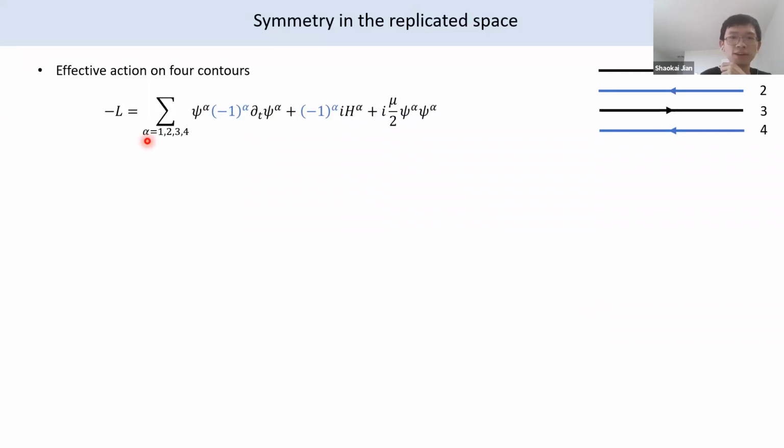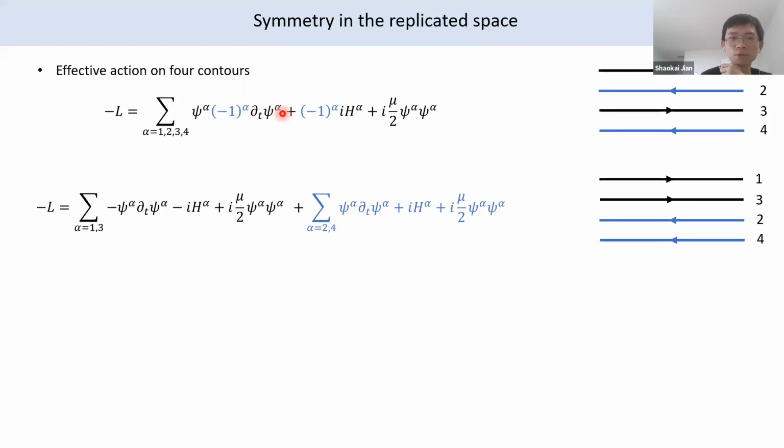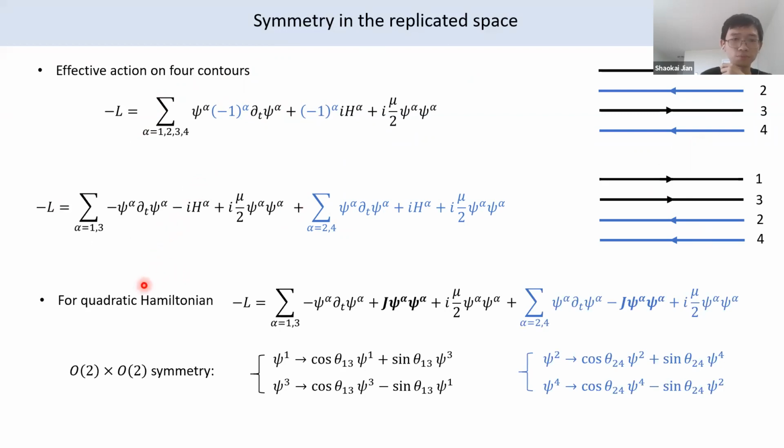Okay, so here is the general form for effective action on 4 contours, and this sign structure actually suggests us to separate these contours. So we just put the forward contour together, 1 and 3, and then backward contour together, 2 and 4. Then from this Lagrangian, we can have various symmetry. So if we consider, say, the quadratic Hamiltonian, we only have the hopping. Then we have 2 Majorana hopping here. And this action is invariant under O2 cross O2. So the first O2 is just the rotation between contour 1 and 3. So if you do an arbitrary rotation between 1 and 3, this Lagrangian is invariant. And the second O2 is for the 2 and 4. This is for quadratic Hamiltonian.